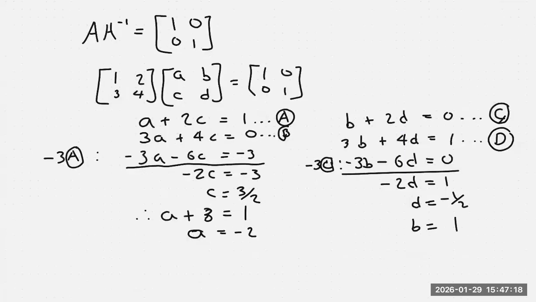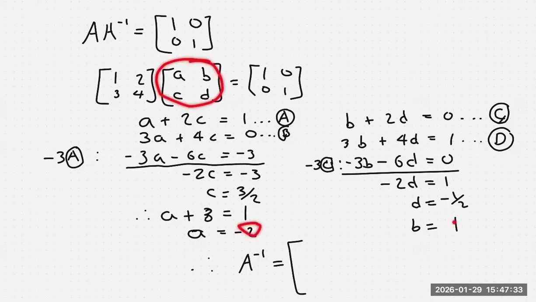Thank you. So therefore, bring it all together. A inverse is, just put the values in there now. Remember, A inverse would be this thing right here. So we have A to be -2, B to be 1, C is 3/2, and D is -1/2.